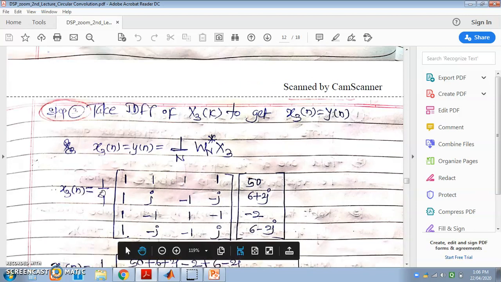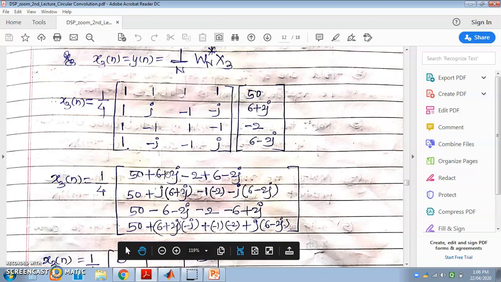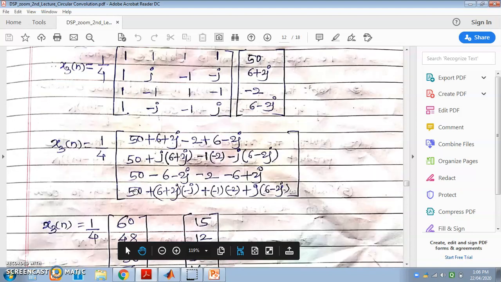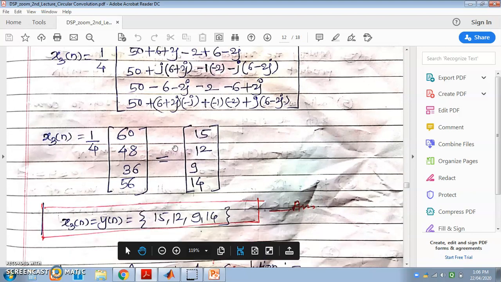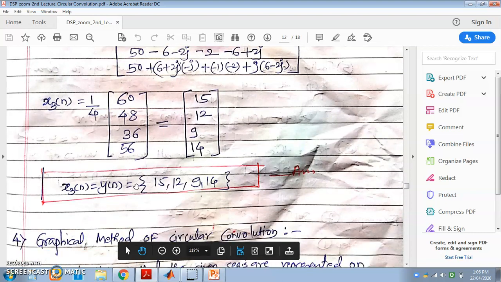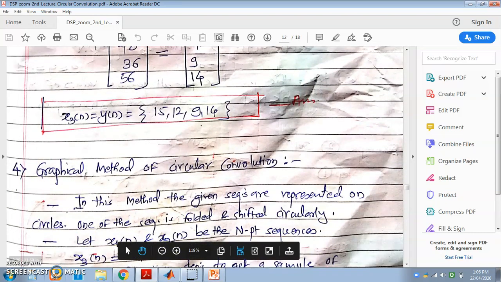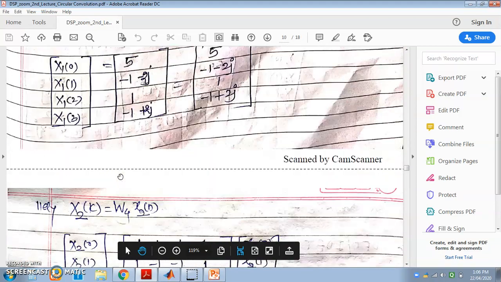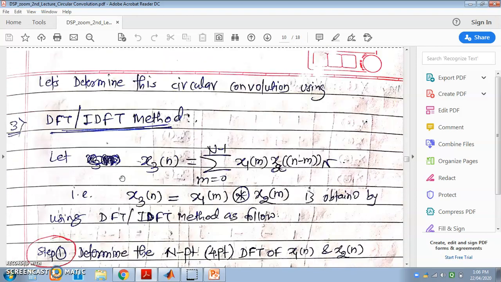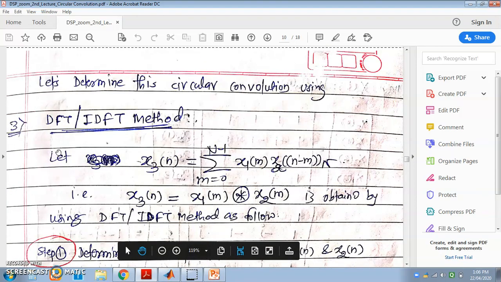So x3 of n is equal to 1 by 4 times the complex conjugate of the twiddle factor matrix multiplied by the DFT of the sequence x3. If we solve this computation, we have the circular convolution between the two sequences, with values 15, 12, 9, 14. The same can be solved with the graphical method also. So here we are using the DFT and IDFT method to find the circular convolution between the two sequences. The same method can be implemented in MATLAB, and we'll verify the result of the circular convolution.